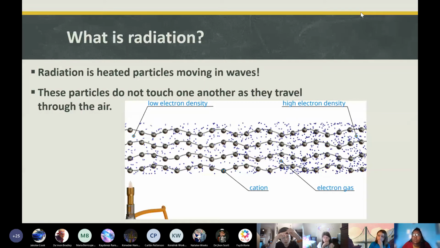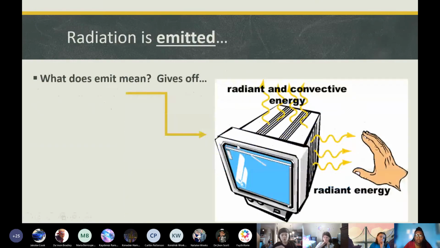Okay, so where would we see radiation? Well, let's look. Here, these old school computers show us that when you remember the back of the computer got really hot, some of our TVs still get really, really hot in the back when they've been on for a while. Yeah, that's radiant energy coming from that. Okay, that's radiation, that heat traveling in waves.